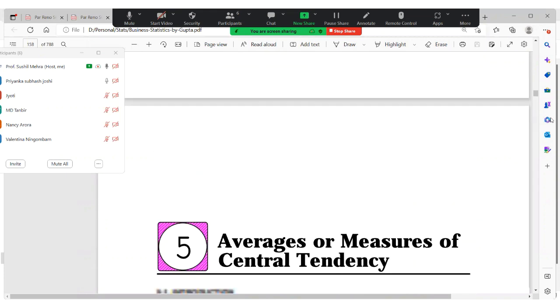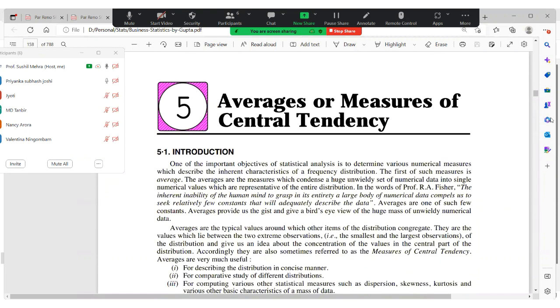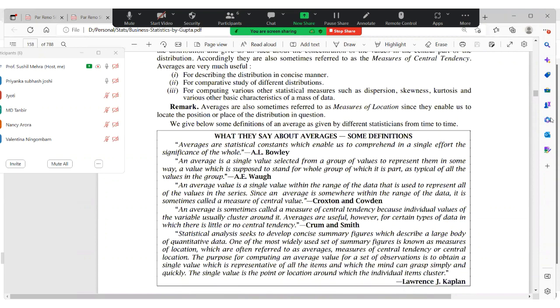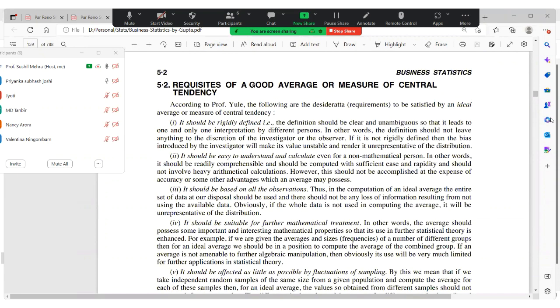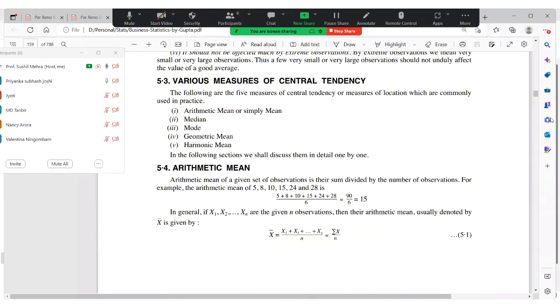This is a very basic chapter because we have to know how to calculate the average, because it is used in each and every step of all statistical calculation, right? So this first topic is the average, or we can say measure of central tendency. There are 5 various methods to do the central tendency.